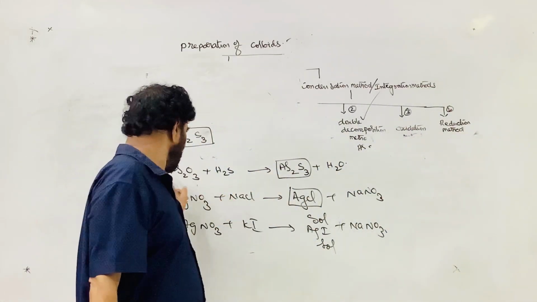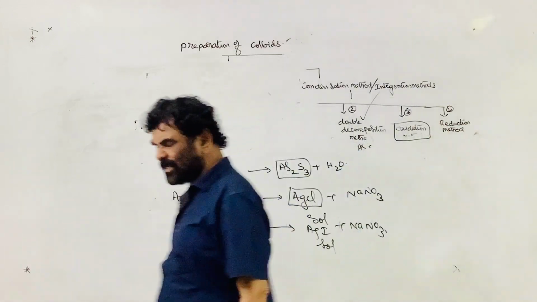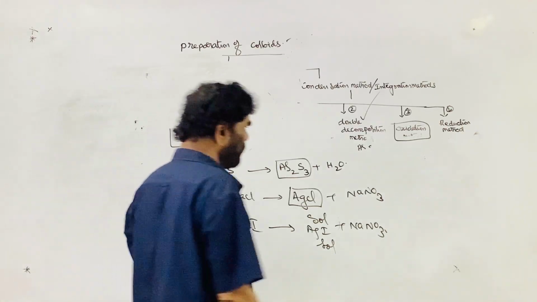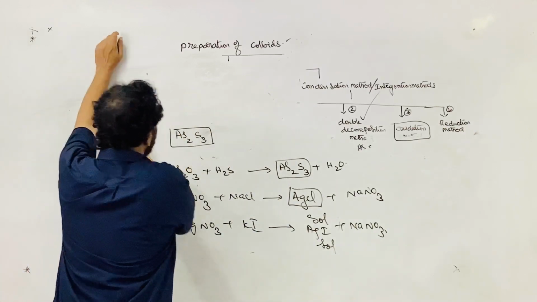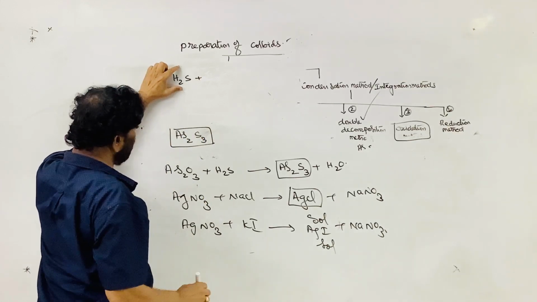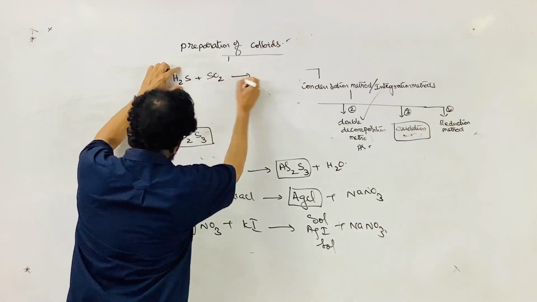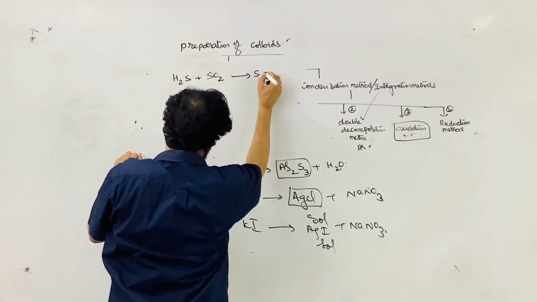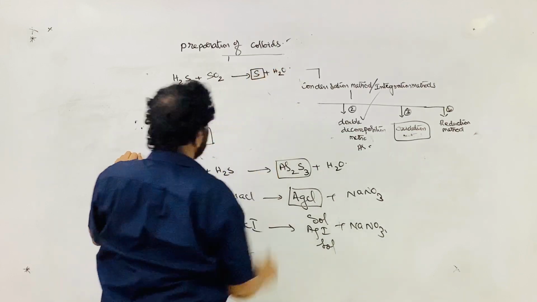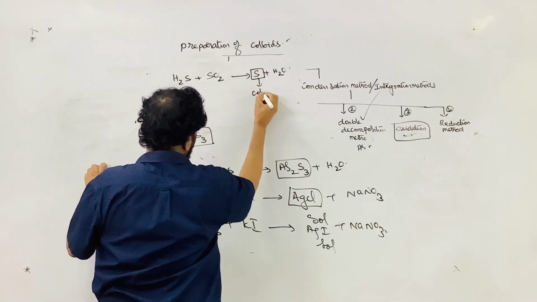And the next one is an oxidation procedure. By conducting an oxidation reaction on certain materials, we can prepare the colloidal solution. Normally, the best example is sulfur. See, H2S: when you pass sulfur dioxide gas through the aqueous solution of hydrogen sulfide, if these two solutions are mixed, what happens? Sulfur plus water is formed. So in the water, sulfur is formed. This is colloidal sulfur.